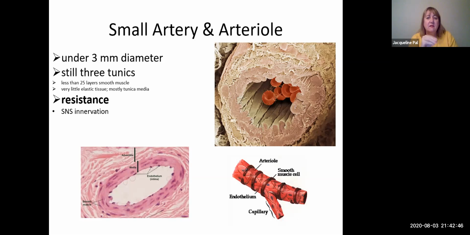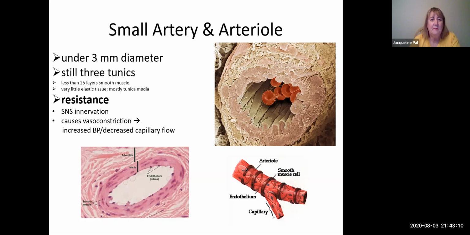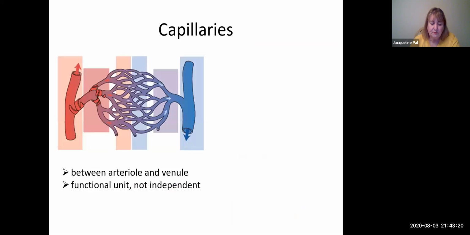These have massive sympathetic nervous system innervation. So at times of sympathetic output, like from your adrenal gland where you have that norepinephrine, epinephrine circulating, that's going to cause all of these to vasoconstrict and massively decrease the blood flow going into your tissues. Okay, so these are really important for maintaining blood pressure and for doing perfusion of tissues.